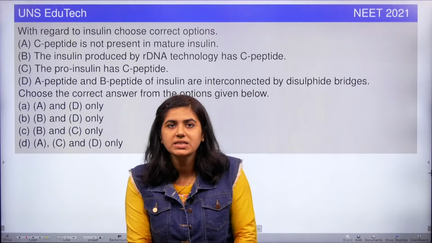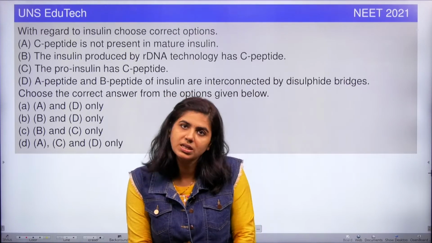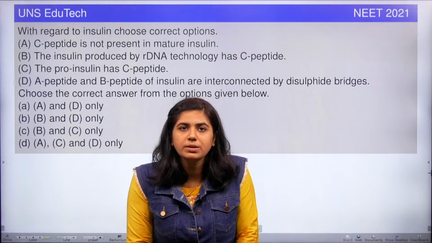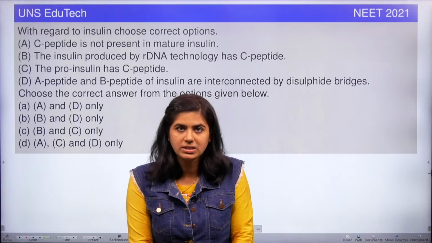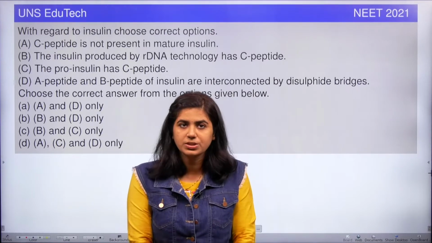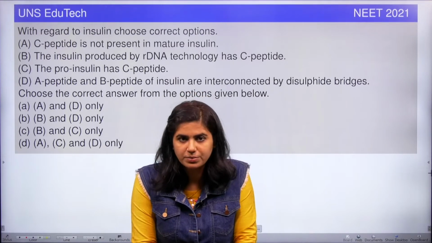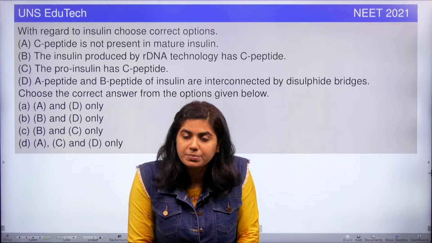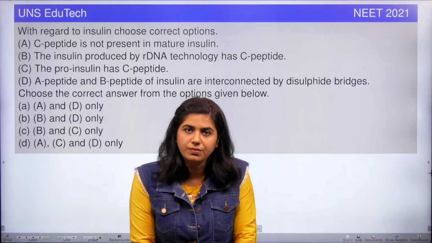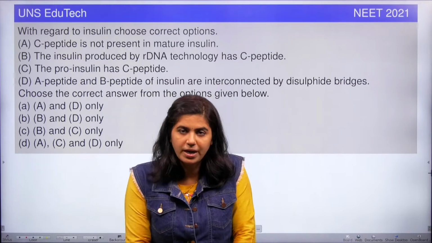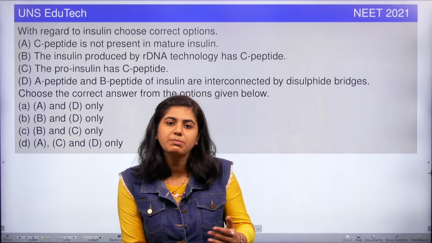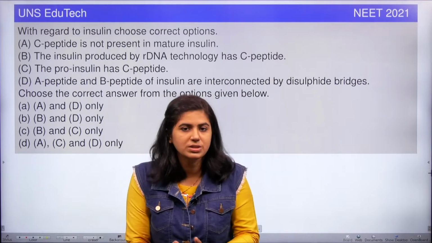Option A is C-peptide is not present in a mature insulin. Option B, the insulin produced by rDNA technology has C-peptide. Option C, the pro-insulin has C-peptide. Option D, A peptide and B peptide of insulin are interconnected by disulfide bridge. It's a multi-option question. We have to choose the correct option.